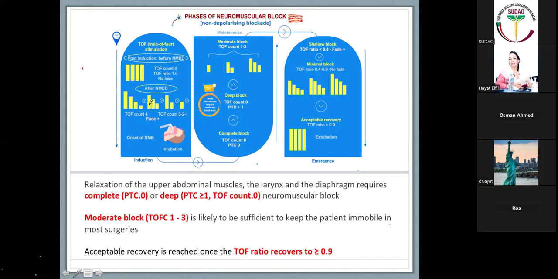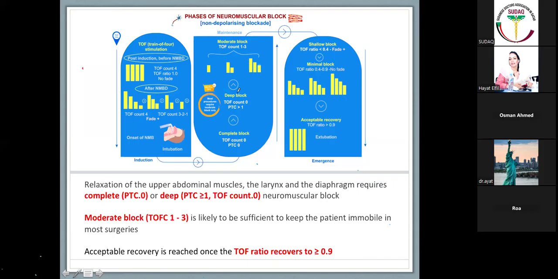This is during maintenance. So the middle blue graph is during the maintenance. So induction, maintenance, and then the recovery. Once you come to recovery, the block will become shallow. So the train of 4 now is less than 0.4, and there is fade in the wave. It goes to minimal block where the train of 4 is 0.4 to 0.9.